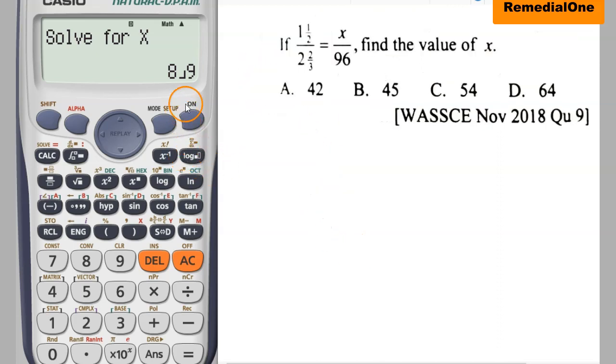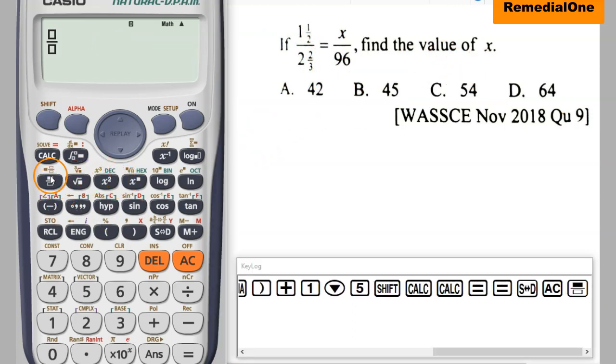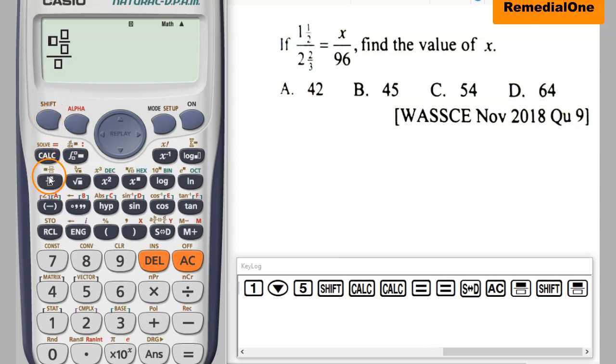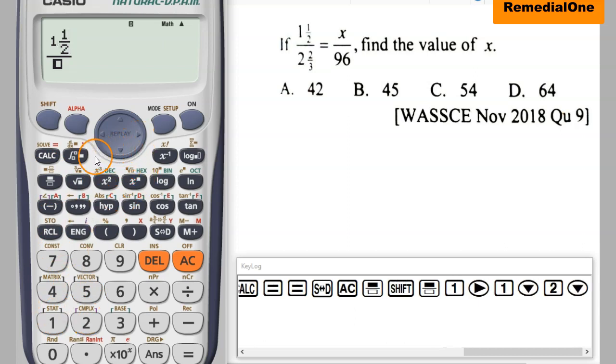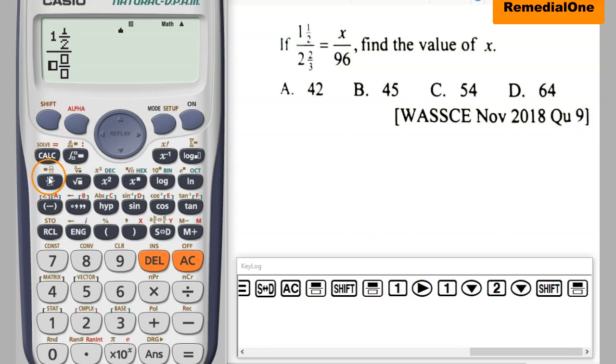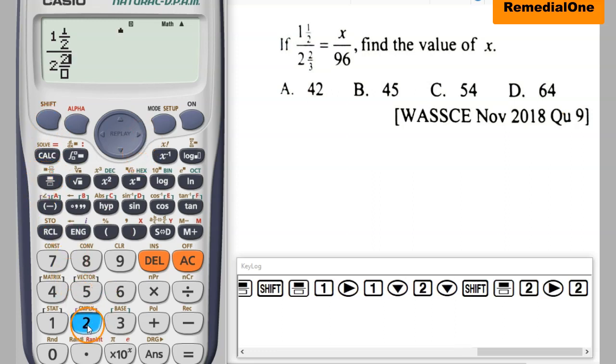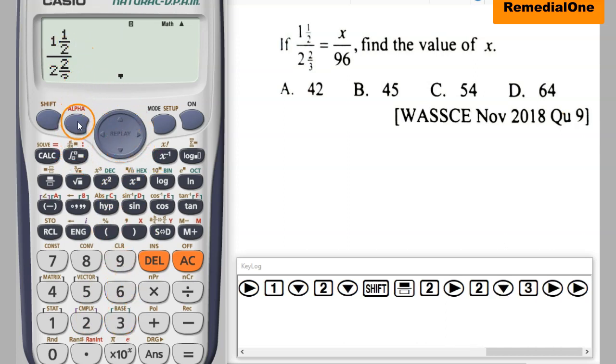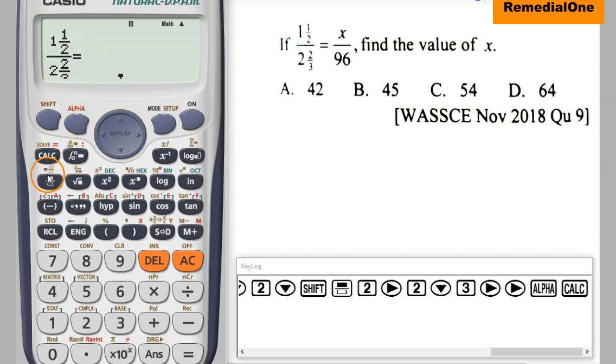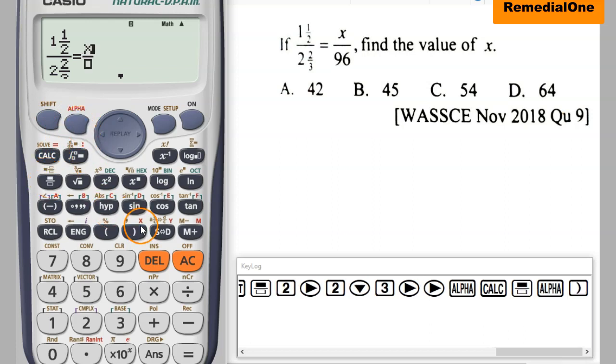Okay, so our next question wants us to solve for x over here. So let's go ahead. You pick your fraction bar here, and you see that the numerator is a mixed fraction. So mixed fraction is over here. So we go to shift and we pick this one that gives us a mixed fraction. So one whole number, 1 on 2. Come to the denominator, it is also a mixed fraction. So you go to shift and that, and it's 2 whole number, 2 on 3. Then you push it to be on that level. You need an equal, so you go to alpha and the calc, that will give you the equal sign. And you pick your fraction bar. The variable is x, so you go to the alpha, and then you pick your x here.